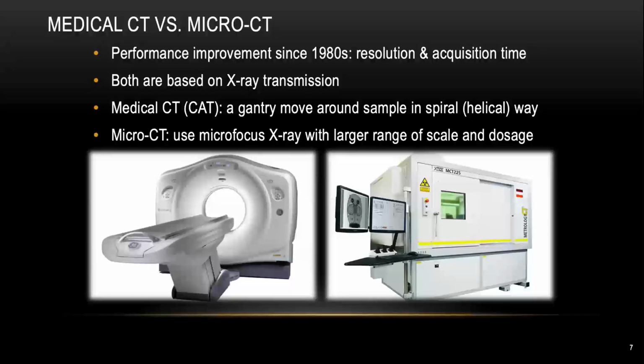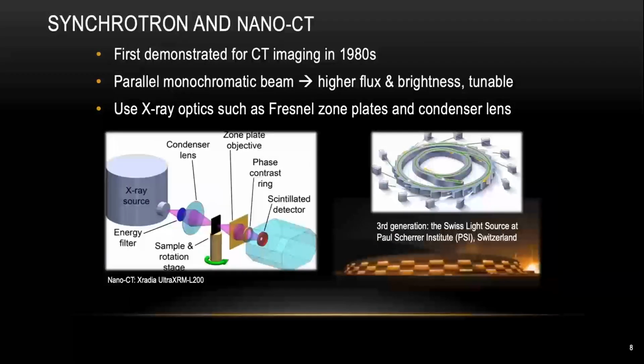Before we dive into the discussion about micro CT, let's take a moment to talk about synchrotron and nano CT. That's where high resolution CT imaging originally came from. Synchrotron is simply a gigantic particle accelerator, first built around the 1940s. Starting around 1980, people demonstrated they could capture nice CT images at a synchrotron.